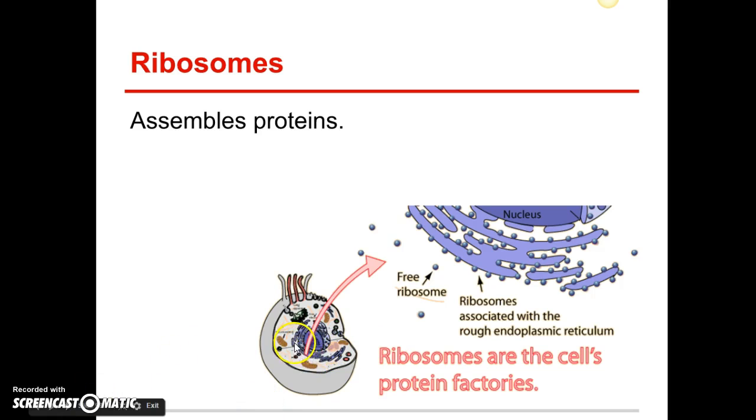This is showing you guys a thing that we're going to get to next called the endoplasmic reticulum, and it's going to process some of our proteins. So you can see the proteins go from the nucleus out into the cell.